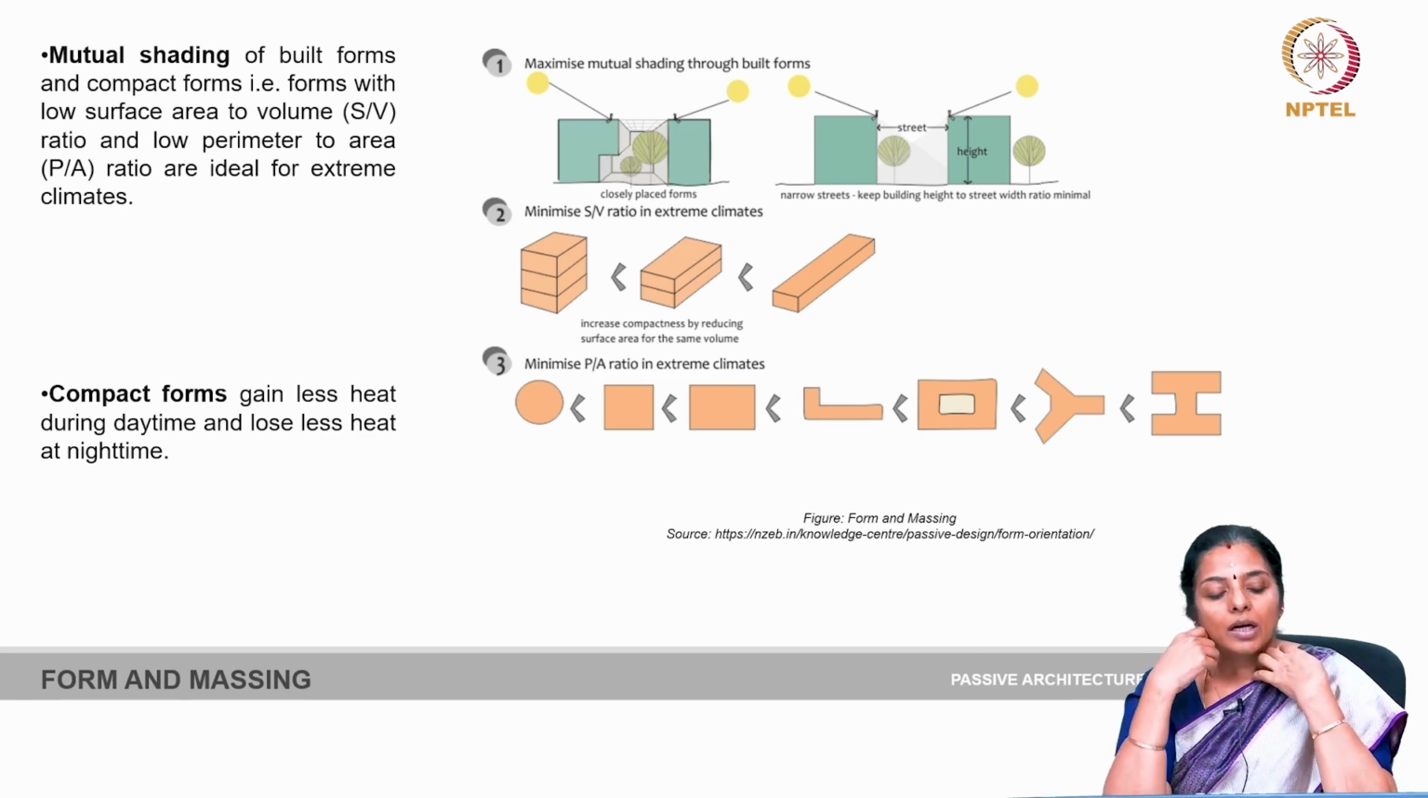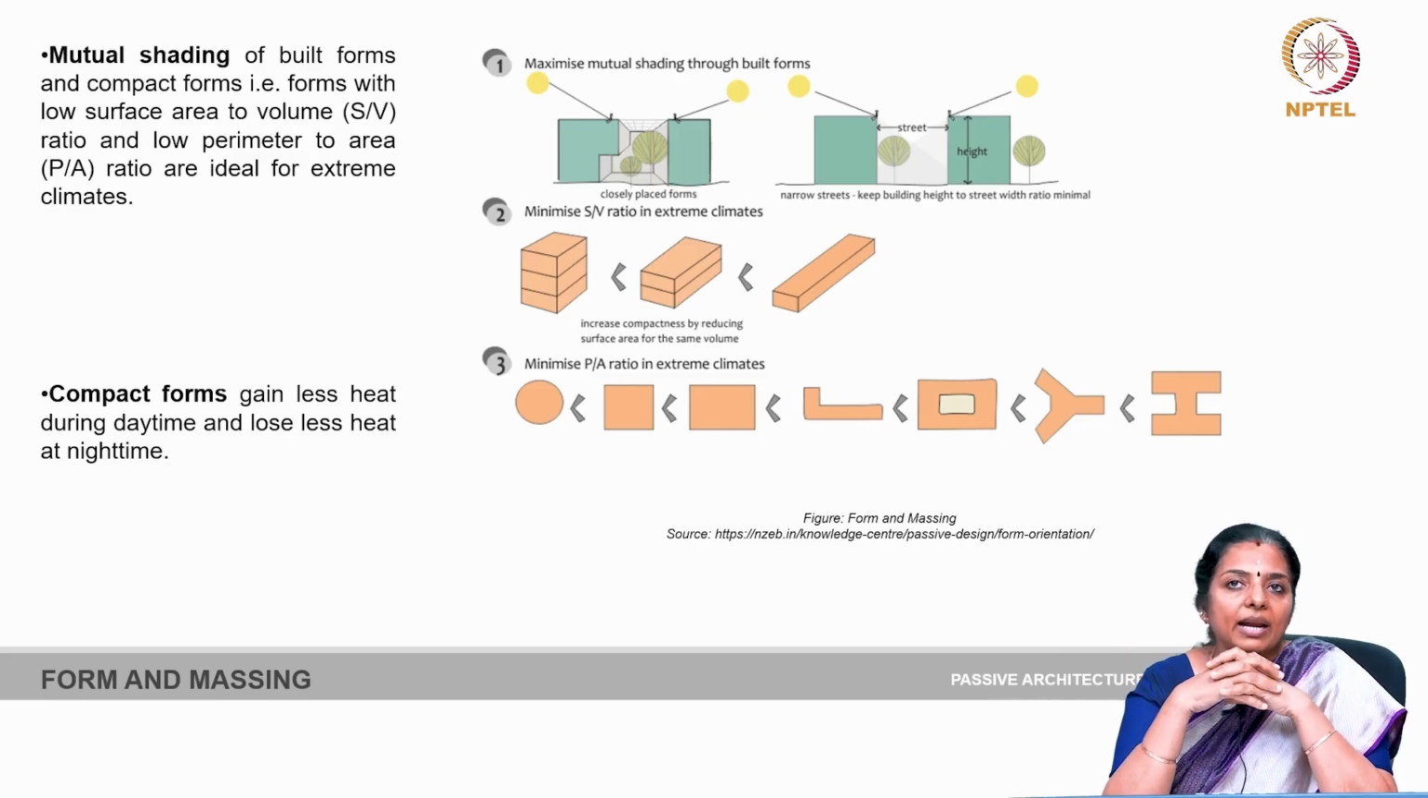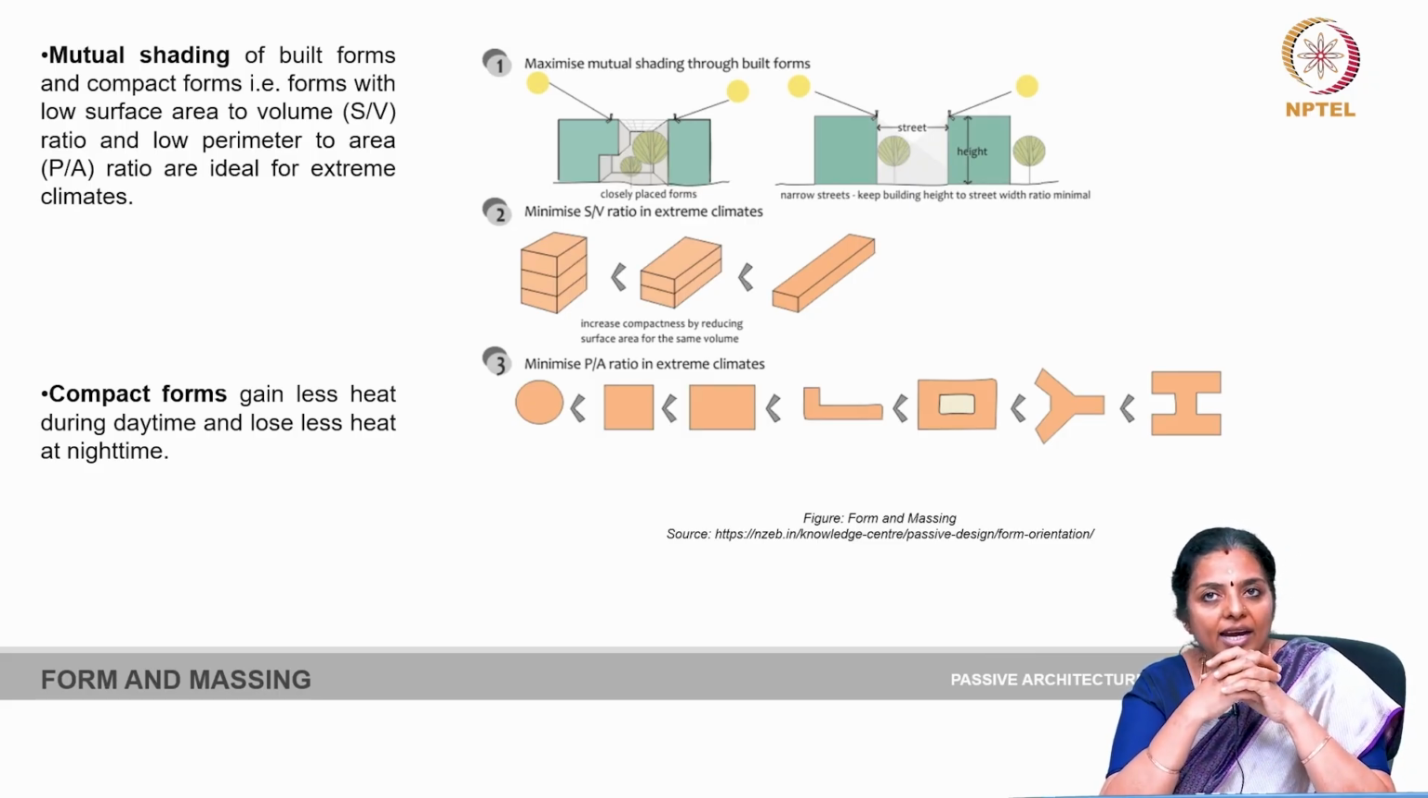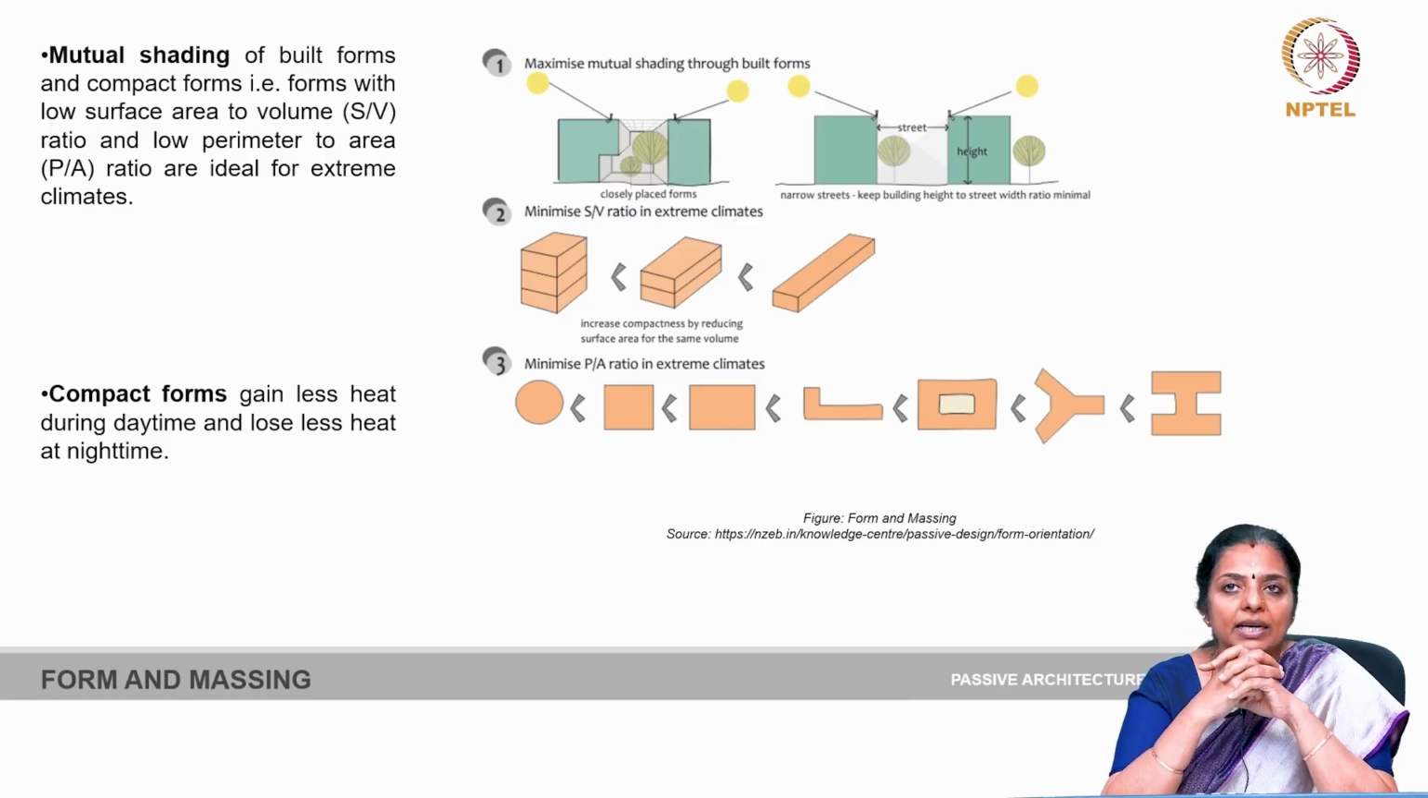Now, mutual shading of built forms is important. But before that, a plan form of a building affects the airflow around and through it. How it affects, we have already seen. It could either aid or hinder natural ventilation. The perimeter to area ratio of the building is an important indicator of heat loss and gain. It therefore plays a role in ventilation, heat loss and heat gain.